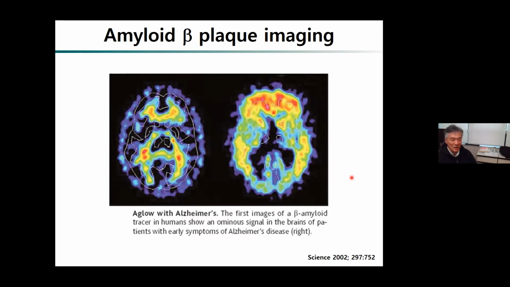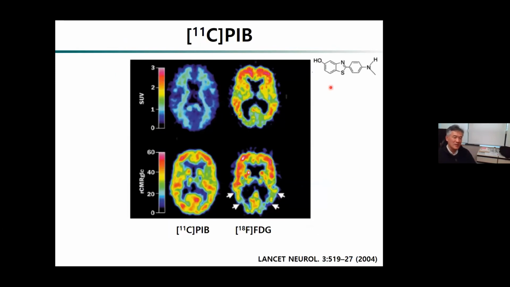C11 labeled PIB is the famous compound for amyloid plaque imaging. You can see higher uptake than in the normal control. After this kind of structure was developed, many radiochemists devoted themselves to this field, and after 10 years we have 4 different types of amyloid plaque imaging agents.